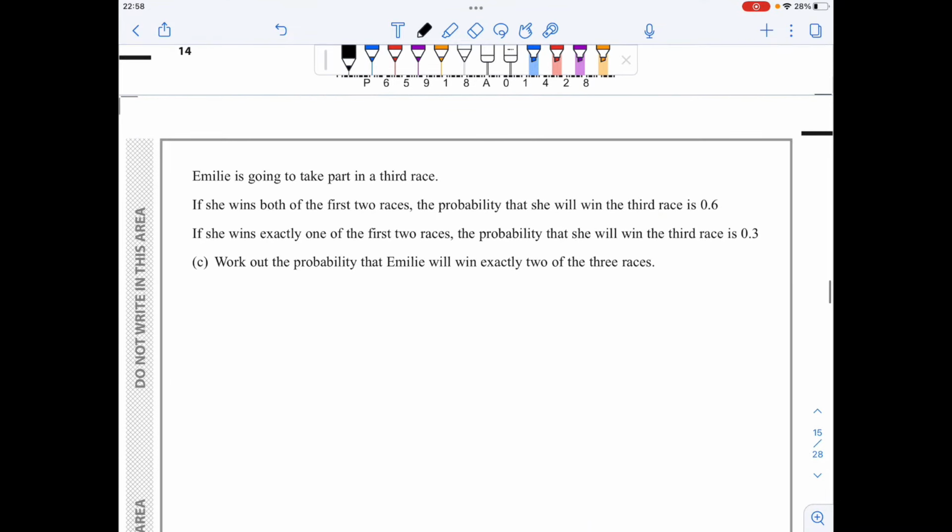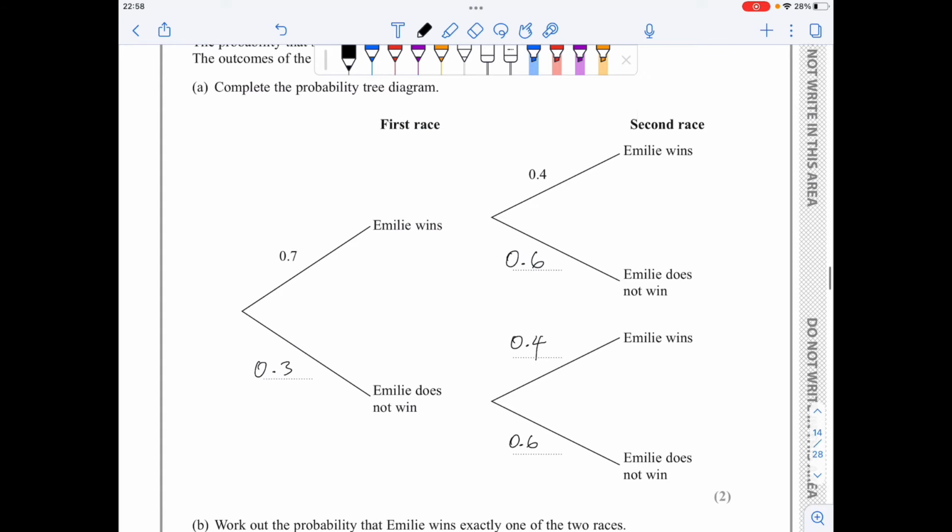For part C, I have a third race with some probabilities. So let's go to the tree diagram and add these probabilities. So if we have a win-win, then the probabilities are 0.6 and 0.4. If we have win and lose, then win-lose have probability 0.3, 0.7, and this is the same for the combination below.